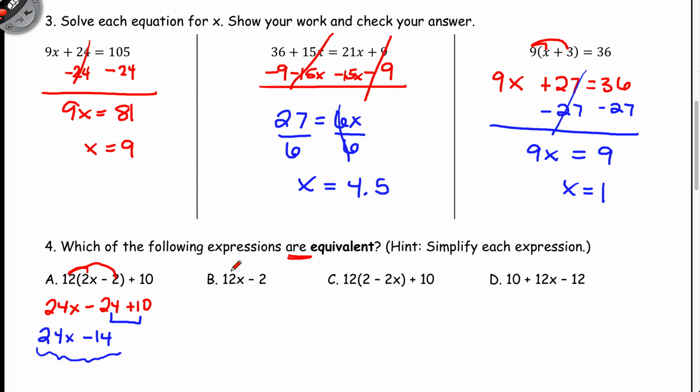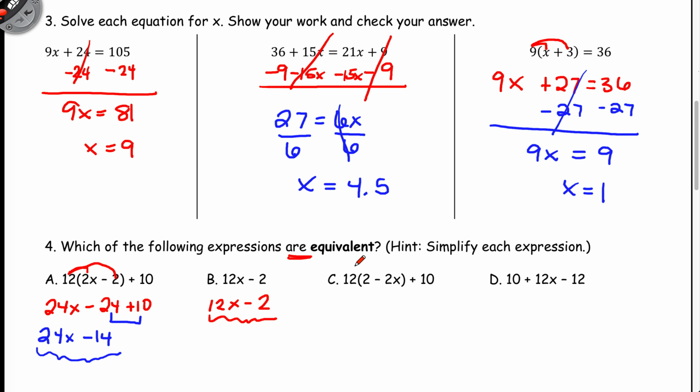I have one number with an x and one number without an x. They're both loners. So in this case, I have nothing to combine. And when you can't combine or simplify, that's your answer. So my answer in this case is 12x minus 2. I'll put a little squiggly under that. That's my answer.